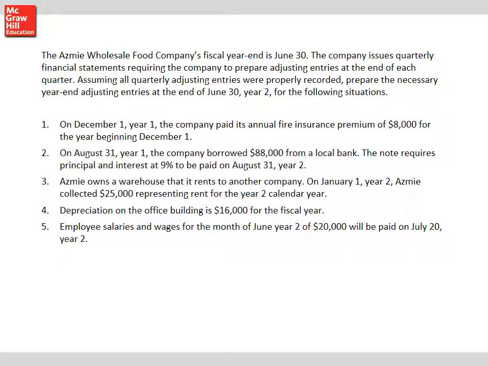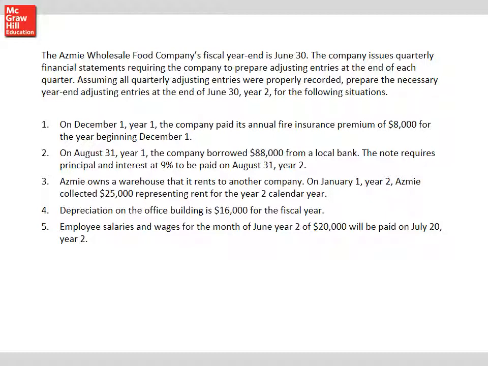If you're going to make a financial statement, you must make sure all the revenues and expenses through the end of that time period are recorded, and that's what adjusting entries do. They make sure we have all of the revenues and expenses recorded so that our financial statements are correct. So we have to assume all quarterly adjusting entries were properly recorded till the present, and prepare the necessary year-end adjusting entries at the end of June 30th, year 2 for the following.